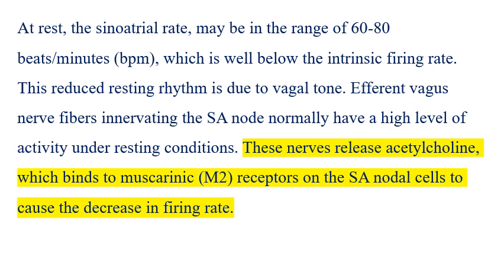At rest, the sinoatrial node may be in the range of 60 to 80 beats per minute, which is well below the intrinsic firing rate of the SA node. This reduced resting rhythm is due to vagal tone. The efferent vagus nerve fibers innervating the SA node normally have a high level of activity under resting conditions. These nerves release acetylcholine, which binds with muscarinic receptors on the SA node cells to cause a decrease in firing rate.